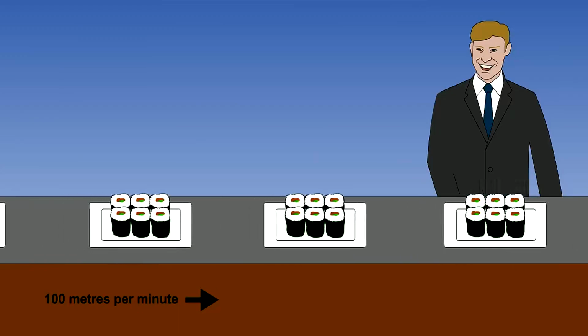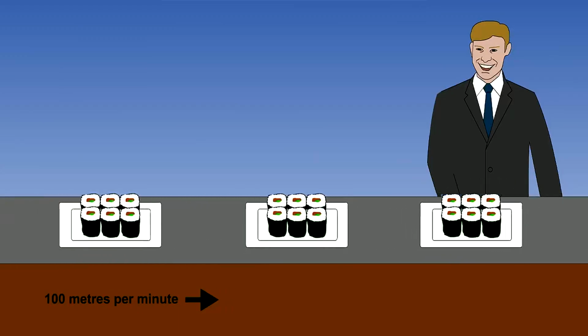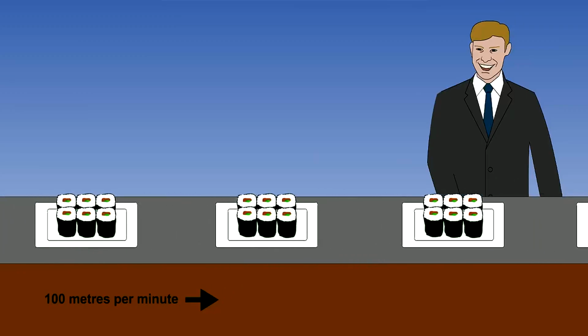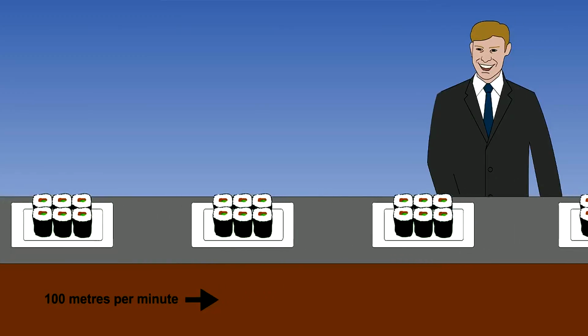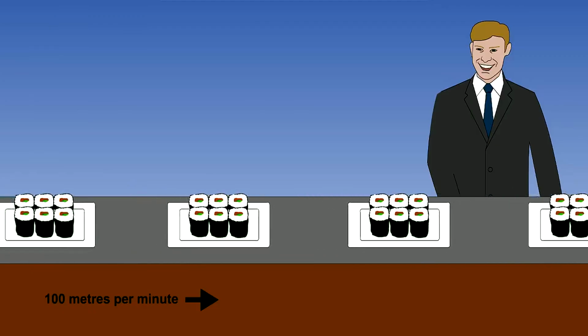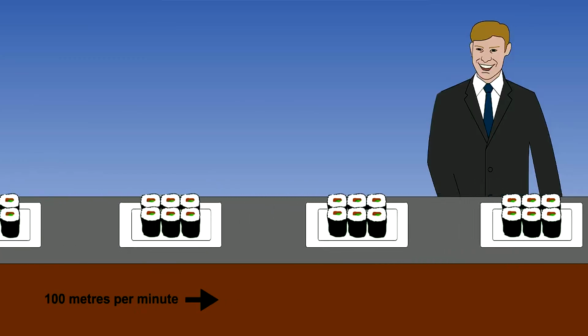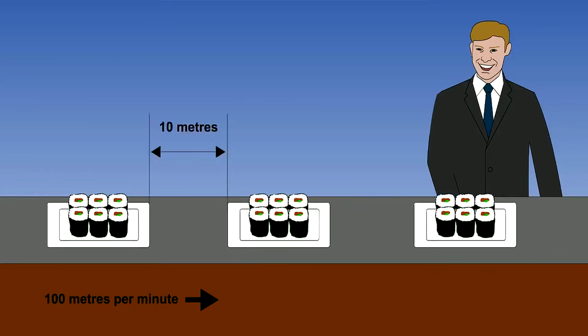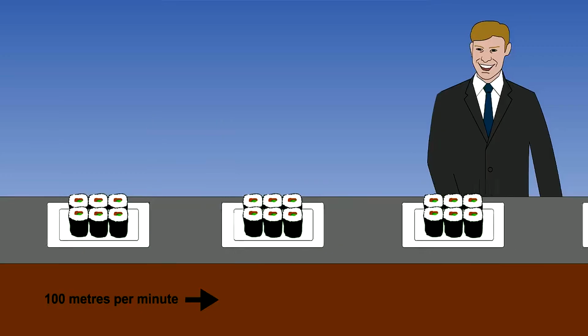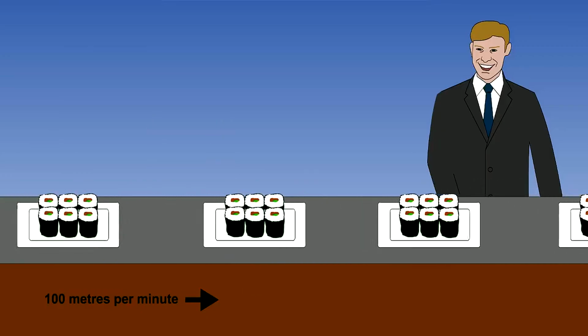Suppose you are at a sushi bar watching the dishes go by. As long as you stay still, the dishes will go by at a constant speed. If the dishes, which represent radio waves, travel at 100 meters a minute, and they are spaced 10 meters apart, then 10 dishes will go past in a minute, one every 6 seconds.